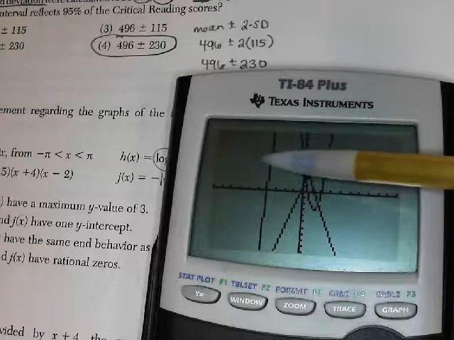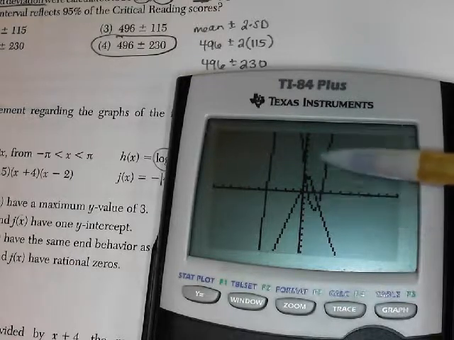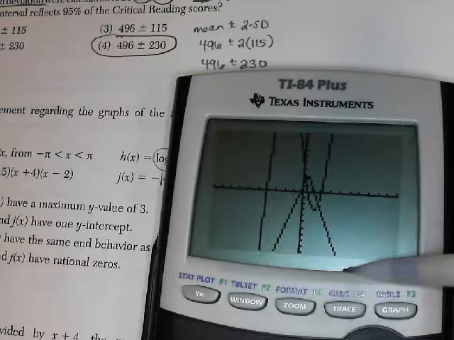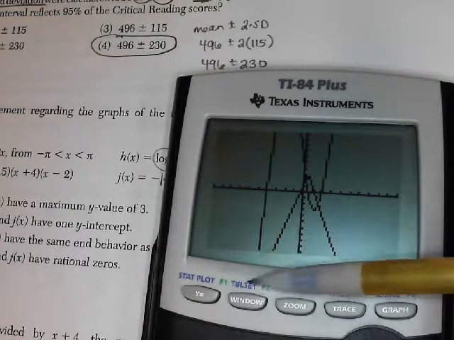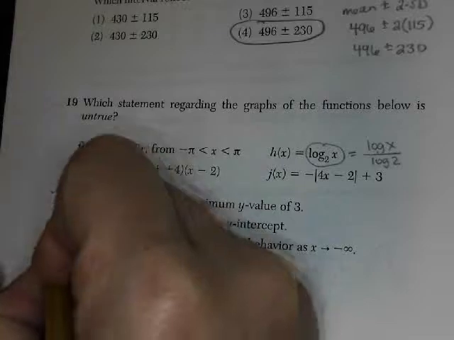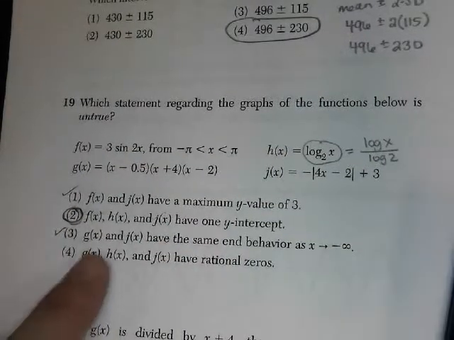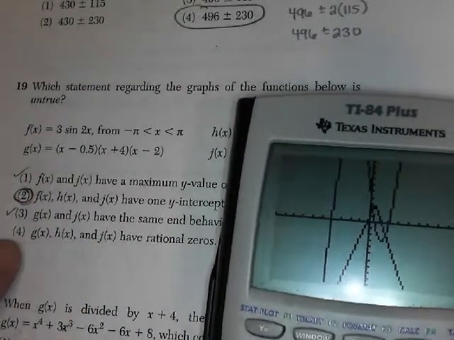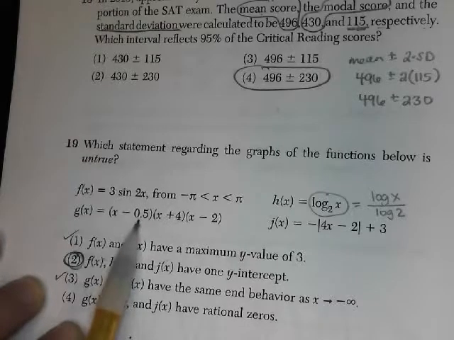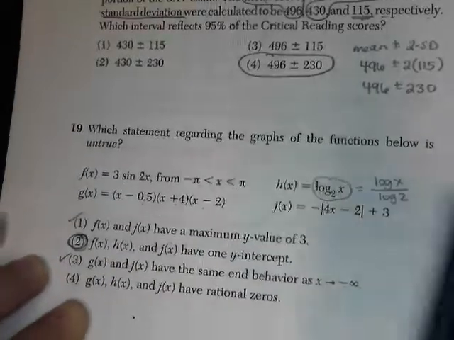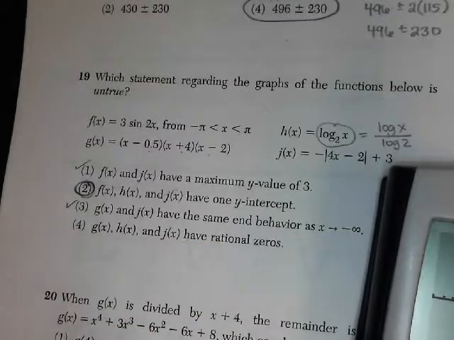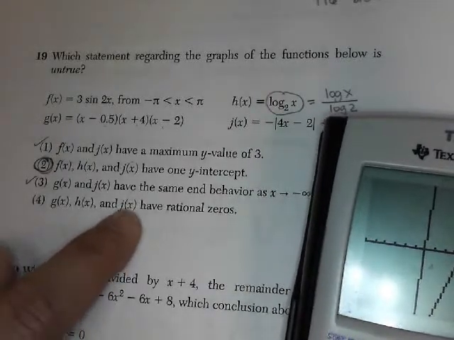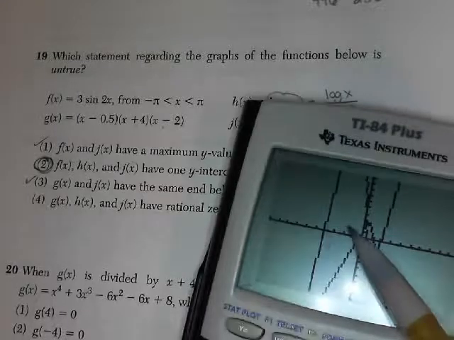So for this polynomial function, as we go towards the left, this is going towards negative infinity. Same thing here. As we trace this one going towards the left, it also goes towards negative infinity. So that one is true. And then the last one says that g of x, h of x, and j of x have rational zeros. On g of x, your zeros are positive 0.5, negative 4, and 2. So certainly that has rational zeros, meaning zeros that are not repetitive long decimals. J of x, which is our absolute value function, clearly has zeros at, it looks like, negative 1 and 1.